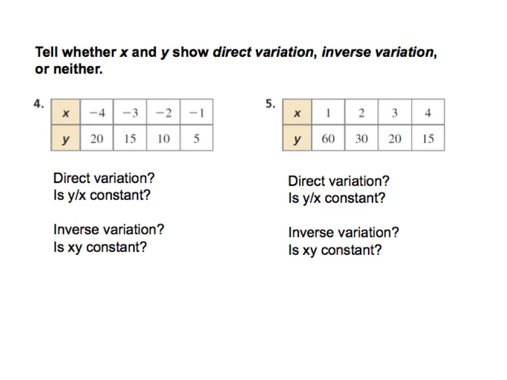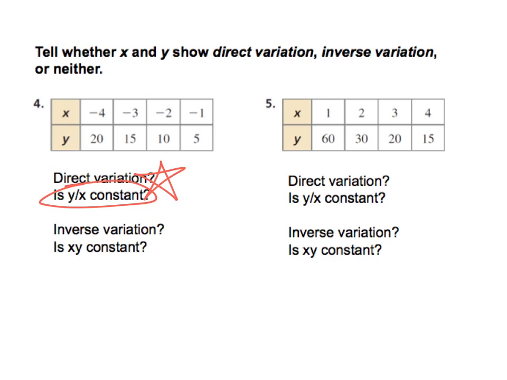Okay, real quick on this one also, you can check for direct variation by saying y divided by x. If we do y divided by x, 20 divided by -4 is -5. 15 divided by -3 is -5. And as we finish out the table, we get a constant of variation of -5, which means it is an example of direct variation. It is not inverse, because if you multiply 20 times -4, you get -80. 15 times -3 is -45.